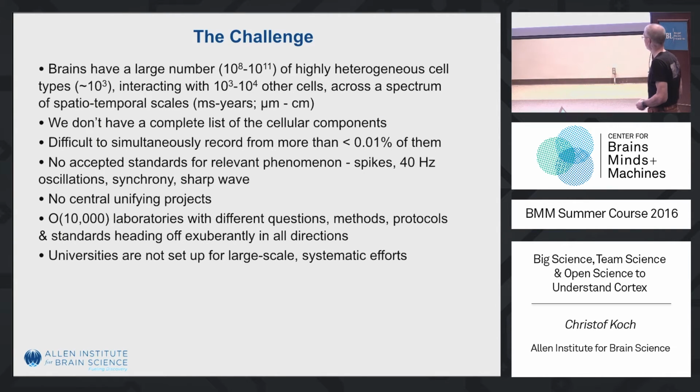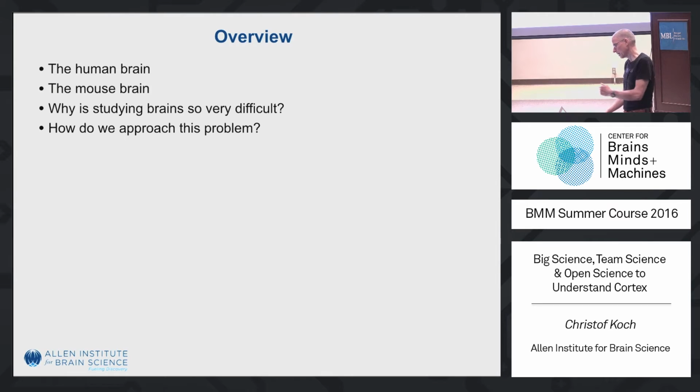And so universities are great, fantastic. I spent 4 years at MIT and 27 years at Caltech. They're fantastic, but they're not set up for certain large-scale systematic efforts. And I'll get to that. So how do we approach this problem?